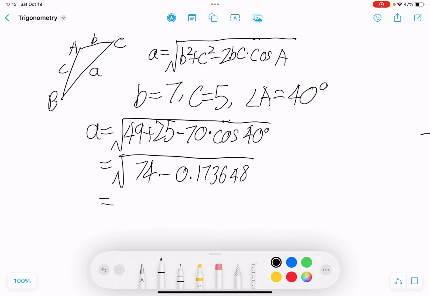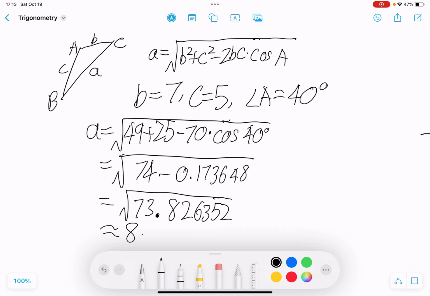0.173648. So this is around root, so 74 minus this value is going to be around 73.826352. We round this up and we take the square root of this thing. So A is going to be around 8.59222... 2226. Yeah, so that's our answer.